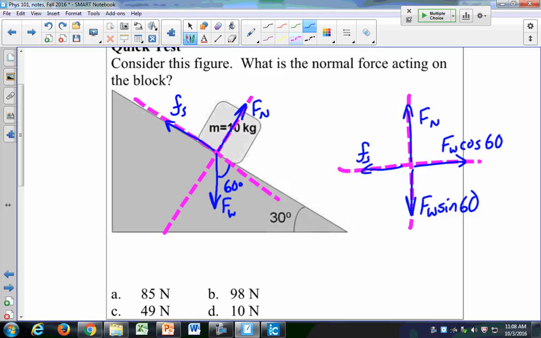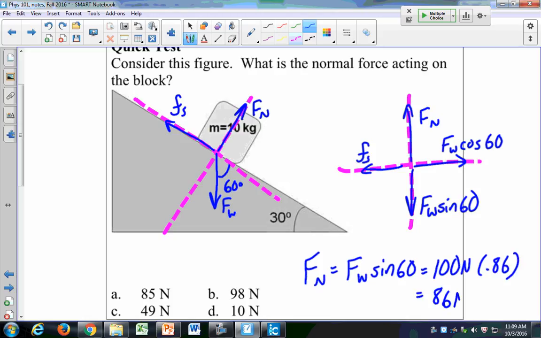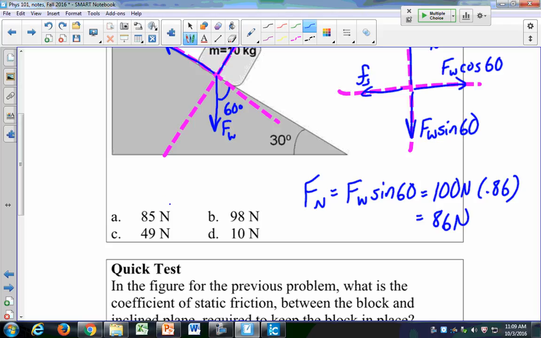Now, you could apply Newton's second law, but since this is a static situation, I know that these two forces have to be equal and these two forces, because the vector sum of this force and this force equals 0. That means these are equal and opposite. Likewise for the y direction, my normal force is equal to Fw sine of 60, and that's 100 newtons times 0.86, or 86 newtons is what you got. Or if you do 98 times 0.86, you get 85. All right, so A is the right answer.